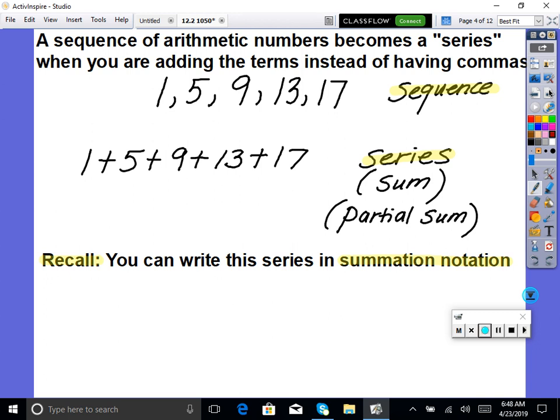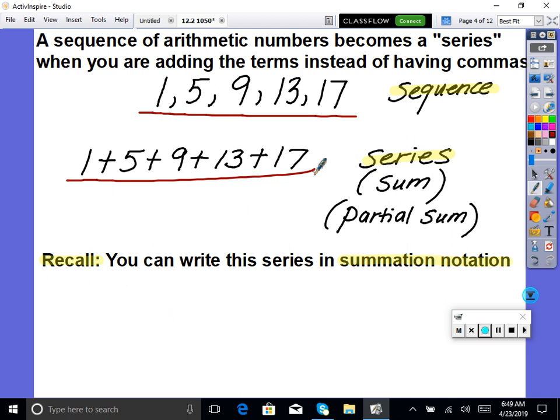So it says, a sequence of arithmetic numbers becomes a, quote, series when instead of having commas, we insert addition signs instead. So right here is just a sequence of numbers. We're not doing anything with them. But now right here, we've changed it to a series because now we're saying take that pattern and add those numbers together. Remember, this is called a partial sum from last time.